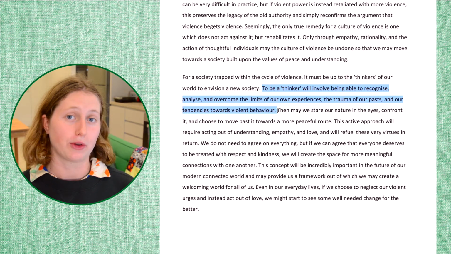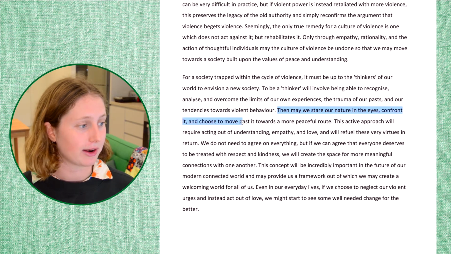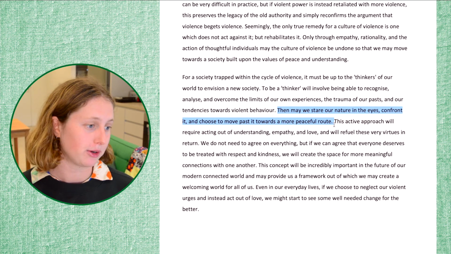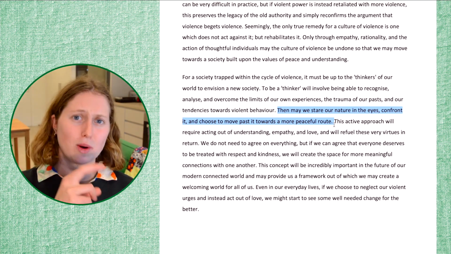We've got the point and we've got the explanation. Then I say, then we may stare our nature in the eyes, confront it, and choose to move past it towards a more peaceful route. Awesome. So those three sentences are delivering my point and explaining that point. It sounds quite nice as well.